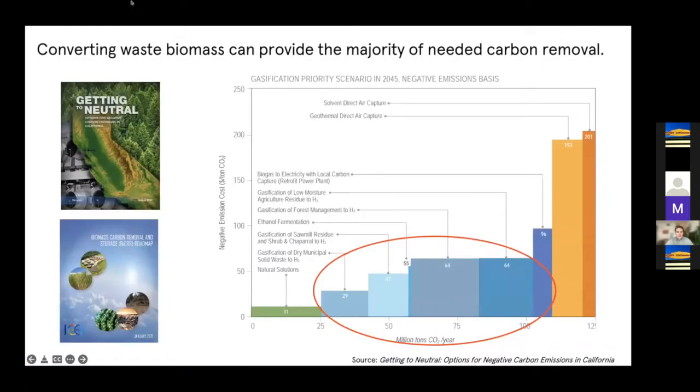So converting waste biomass can provide the majority of the carbon removal that we need. This is based on the work that my co-founder Josh did at Lawrence Livermore National Lab, showing how California can hit net zero. Of all the proven carbon removal pathways they looked at, the bulk of carbon removal needed comes from waste biomass. We think there's strong evidence that this applies nationally and then across the globe.